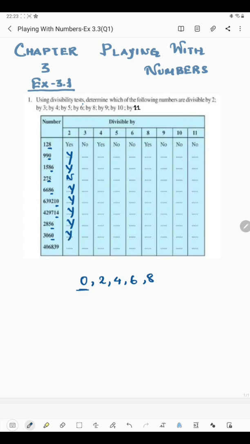And in the last one we have 406839, in which 9 is an odd number. So this cannot be divisible by 2. So we will write no.